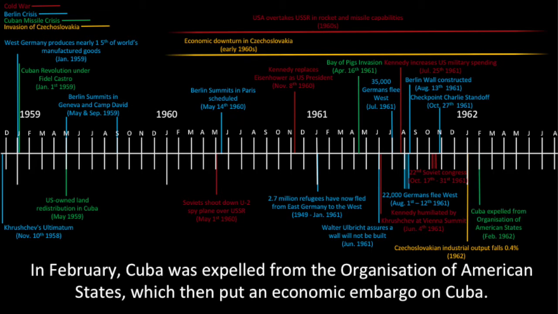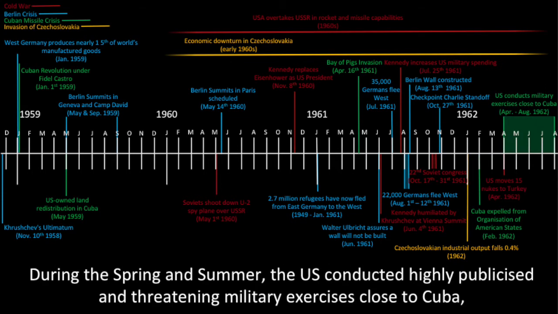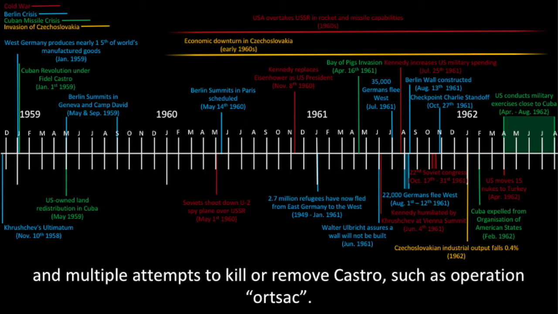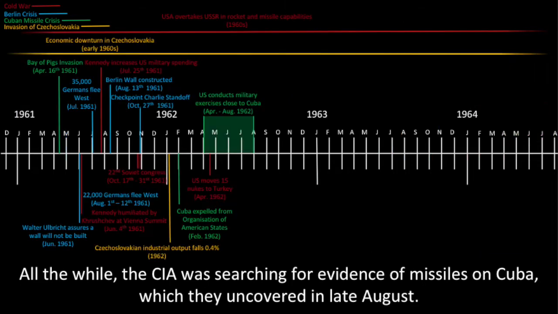In February, Cuba was expelled from the Organization of American States, which then put an economic embargo on Cuba. April 1962 was when Kennedy decided to move 15 Jupiter nukes to Turkey. During the spring and summer, the US conducted highly publicized and threatening military exercises close to Cuba, and multiple attempts to kill or remove Castro, such as Operation Ortsac. All the while, the CIA was searching for evidence of missiles in Cuba, which they uncovered in late August.